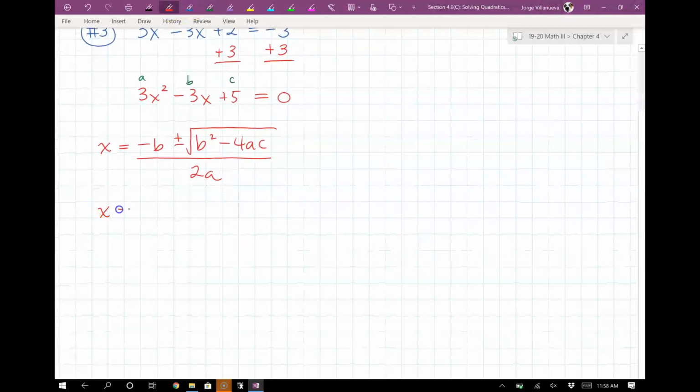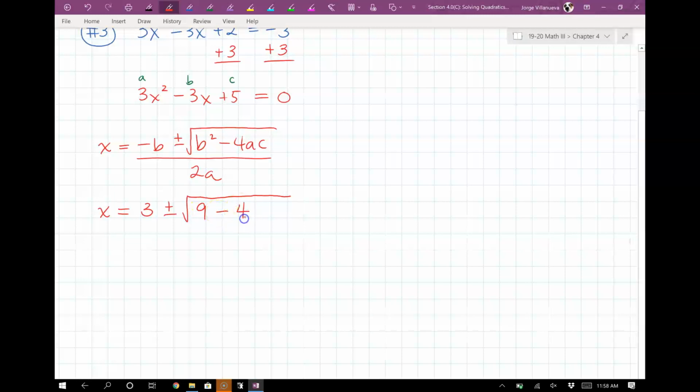So x is equal to negative b. b is negative 3, so the negative of a negative 3 is a positive 3. Okay. Square root of b squared. Well, since b is negative 3 and I have to square it, I get 9. Minus 4 times a times c, so 4 times 3 times 5. Okay. And then divide that by 2 times a. a is 3, so 2 times 3 will be 6.